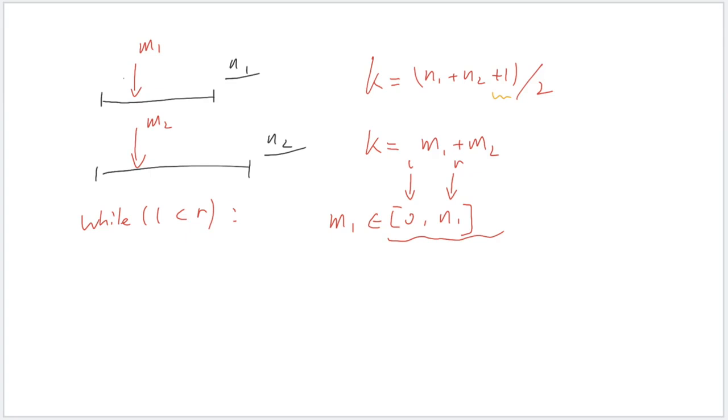As we always do in the binary search algorithm, we search from the middle of the search range and repeatedly reduce the search space by half. We compute our m1, which is equal to (L + R) divided by 2, and m2 equals k minus m1.